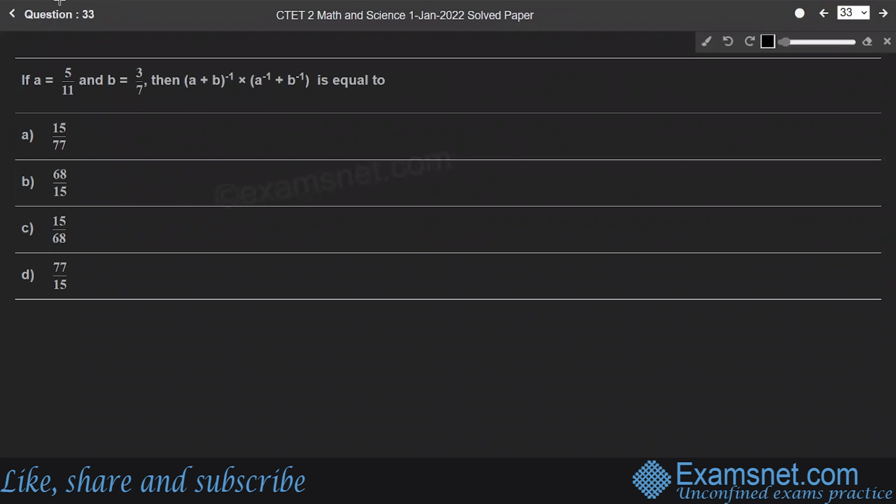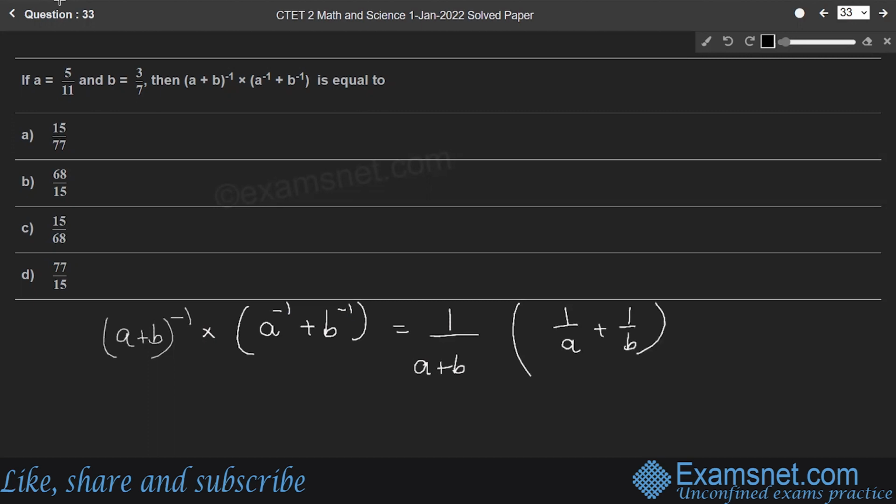Question number 33. If A is equal to 5 by 11 and B is equal to 3 by 7, then (A plus B) to the power of minus 1 into (A to the power of minus 1 plus B to the power of minus 1) is equal to. So (a plus b) to the power of -1 into (a to the power of -1 plus b to the power of -1) is equal to 1 by a plus b into 1 by a plus 1 by b, right?